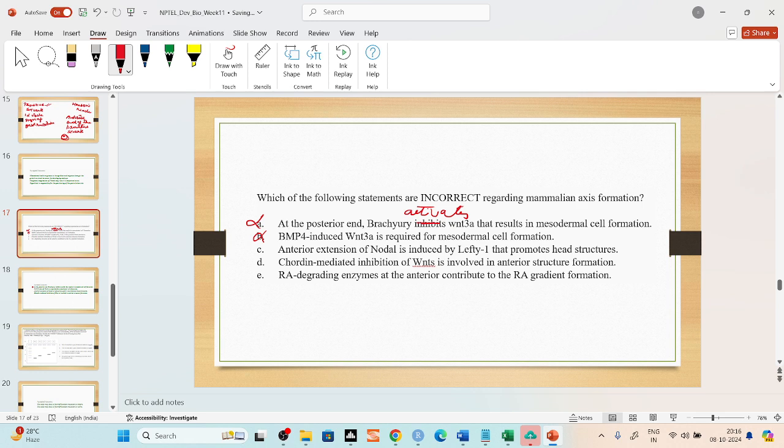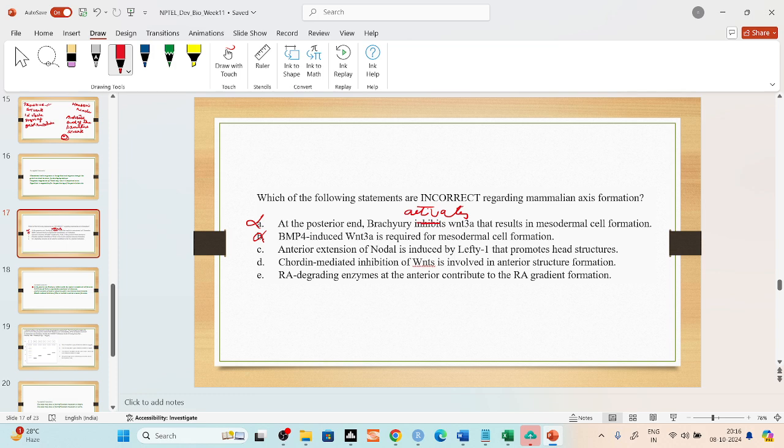BMP and Wnt3A kind of work in an antagonist manner. Okay. In an antagonist manner, I'm trying to say, what does it mean? That both BMP and Wnt3 are involved in mesodermal formation.